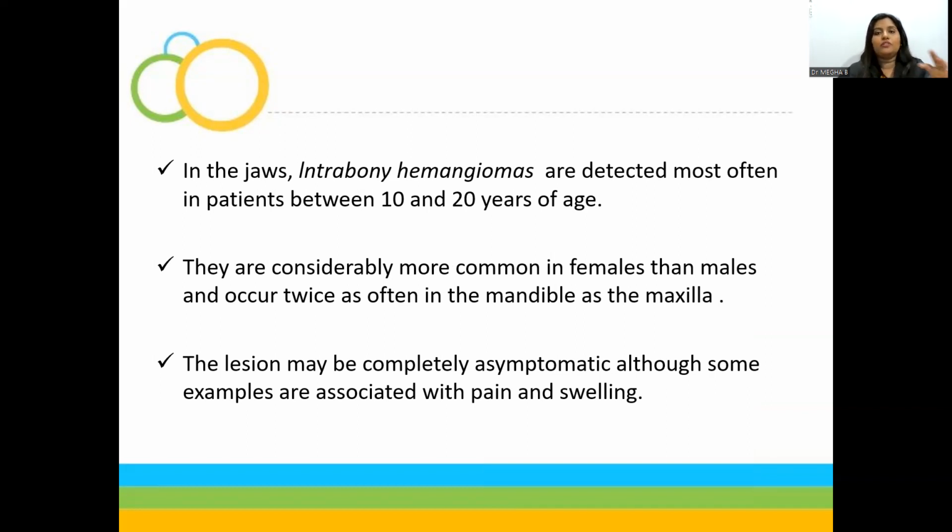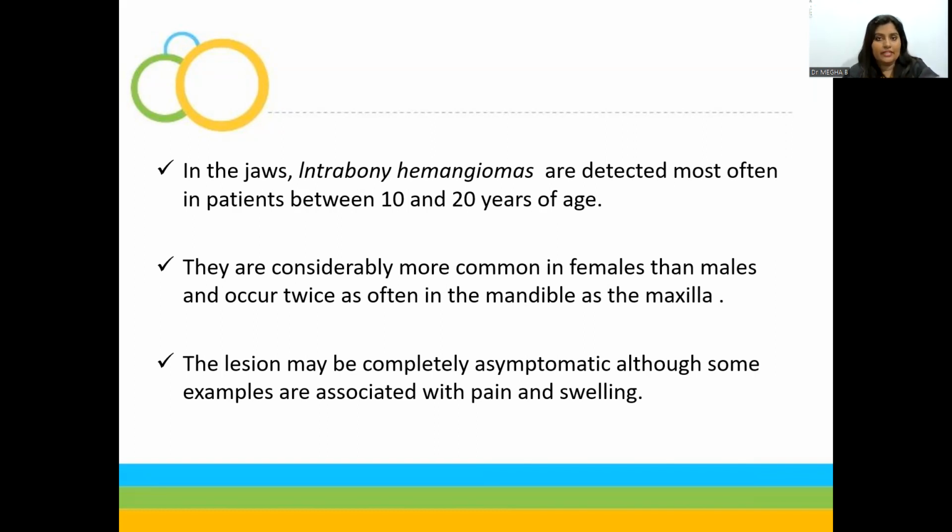This is one of the very important things which we should be aware of, that hemangiomas can be present in either the maxilla or mandible as a central lesion. That is, the lesions might be seen intrabony. It can be detected most often at 10 to 20 years of age and is more seen in females compared to males. The lesion will be completely asymptomatic, so in such cases, we might not be able to diagnose it in the initial stage.